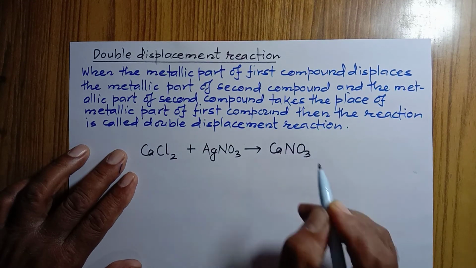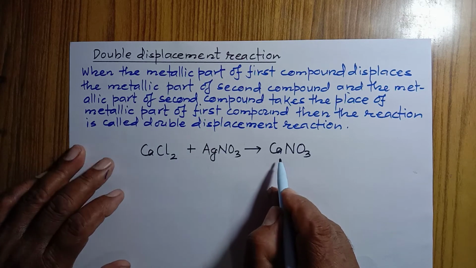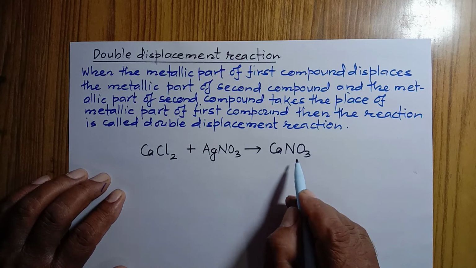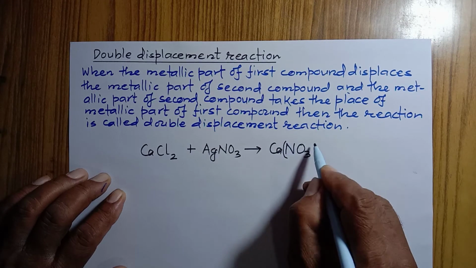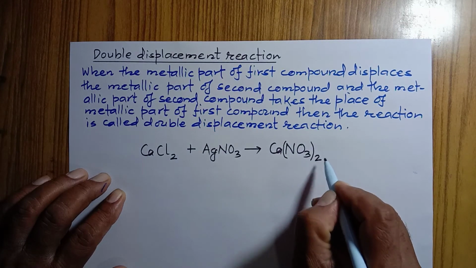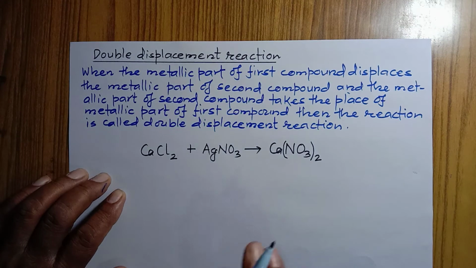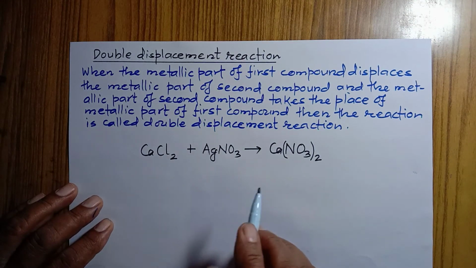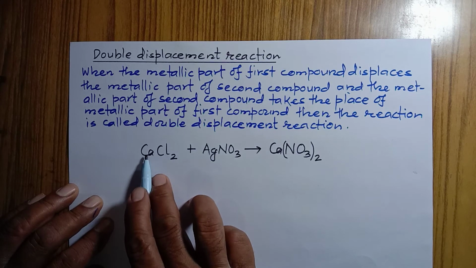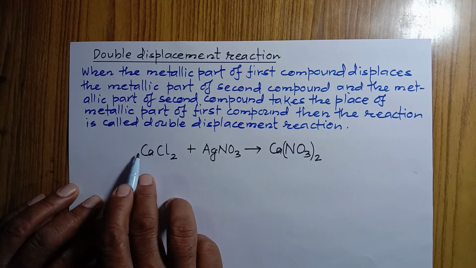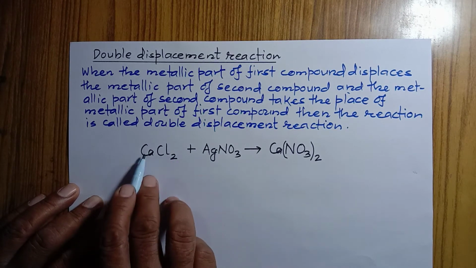CaNO3. Now we have to exchange the valency. Calcium valency 2, nitrate valency 1. We don't have to give 1 to calcium, but calcium's valency 2 should be transferred to nitrate. It is a radical, that's why we have to put it in bracket. Now next is this silver which is displaced by calcium. Now it combines with chlorine. It means it takes the place of calcium.